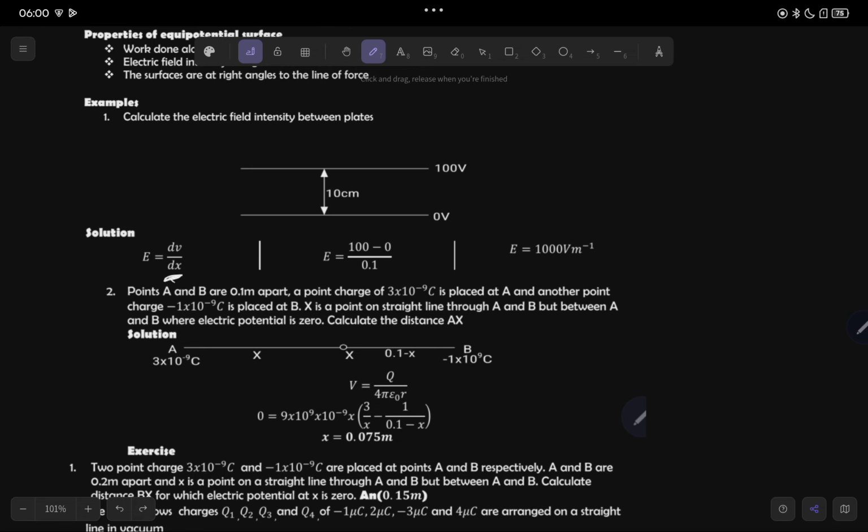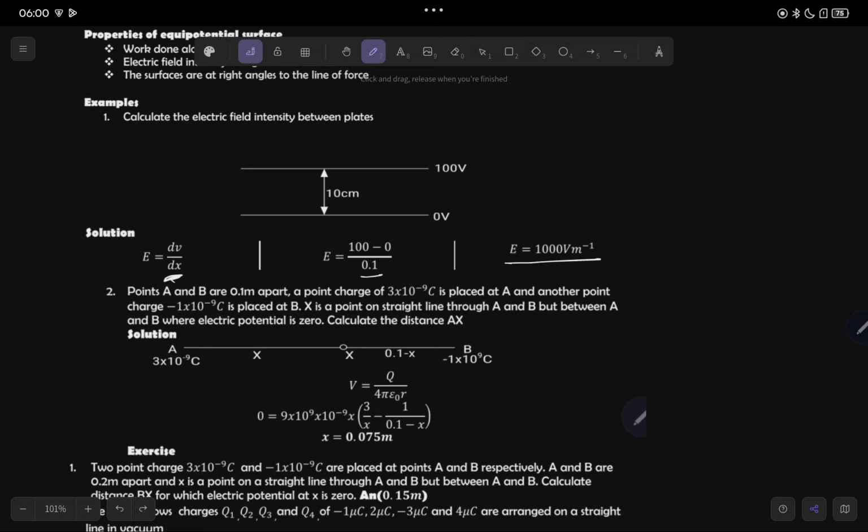So we just substitute delta V, delta X. Delta V, or dV, is the PD. So between the plates, 100 minus 0 is 100. The distance between the two plates, that is delta X, is 0.1. So we get E is 1000 volts per meter.